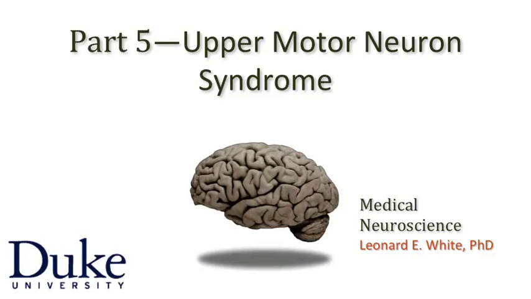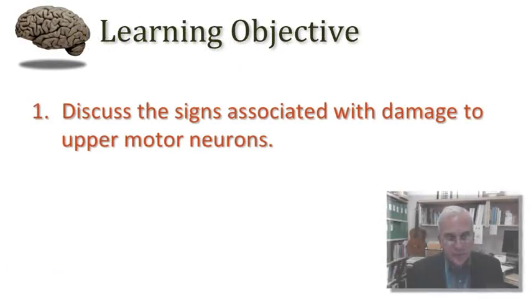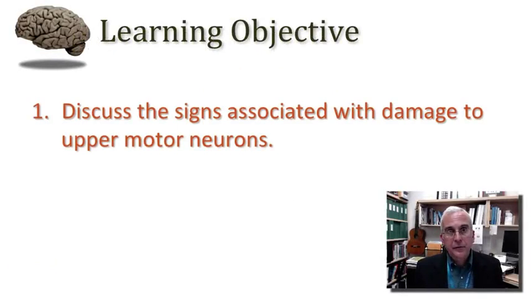Well, welcome back to our discussion of upper motor neuronal control systems, and I'd like now to turn to the clinical picture of what you will discover in an individual that has had damage to their upper motor neurons or the connections between upper and lower motor neurons. So my learning objective for you is that I want you to be able to discuss the signs associated with damage to upper motor neurons.